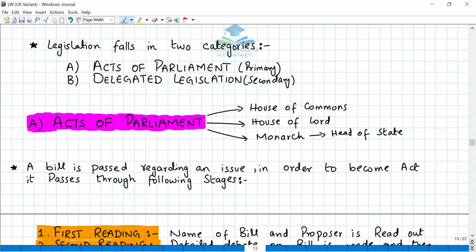Legislation falls in two categories: acts of parliament and delegated legislation. Acts of parliament is known as primary legislation, and delegated legislation is known as secondary legislation. Now, what is acts of parliament? Acts of parliament means that the law is created by the parliamentarians. Now, in the UK, there are three parts: the House of Commons, the House of Lords, and the Monarch. These are three different departments that parliament comprises. So parliament consists of the House of Commons, the House of Lords, and the Monarch. Now in Pakistan, the House of Commons is known as the National Assembly, while the House of Lords is known as the Senate.